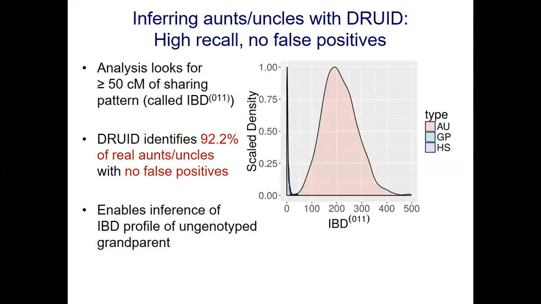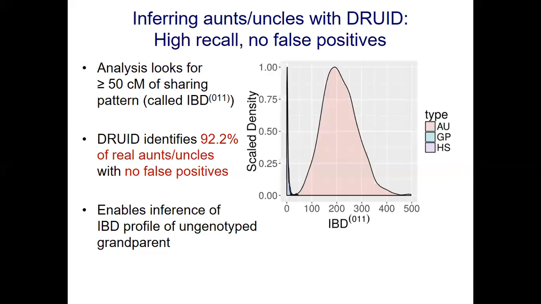And in fact, DRUID is able to identify more than 92% of real aunts and uncles using this approach and gets 0 false positives. By identifying aunts and uncles with such high accuracy, we're now able to infer the IBD profile of an ungenotyped grandparent of a set of siblings, right?